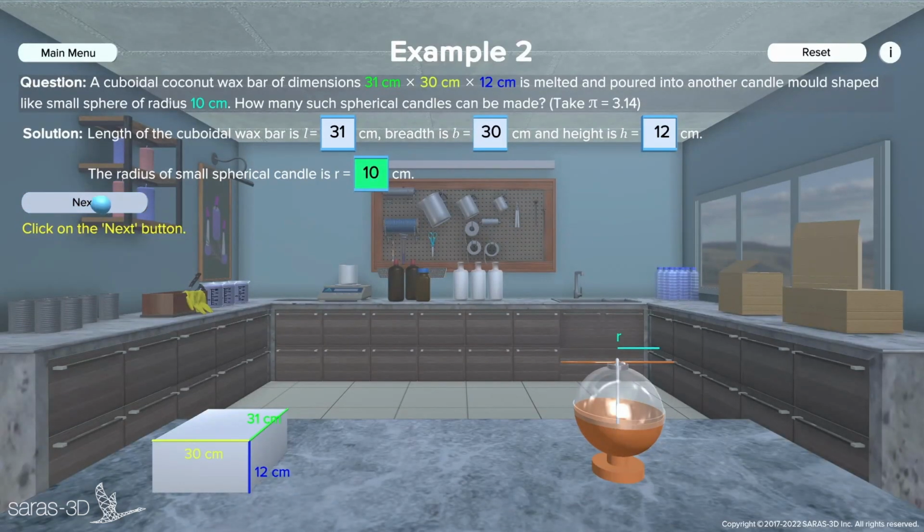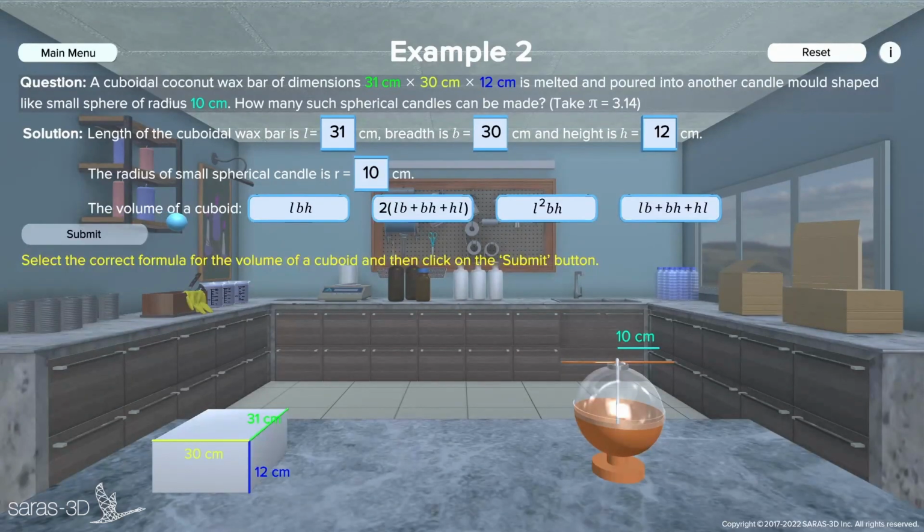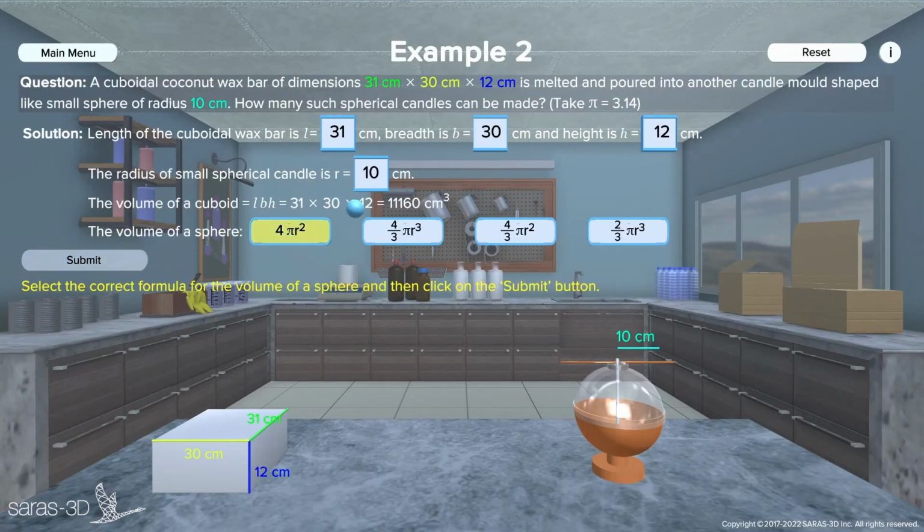We have substituted all the values. Let us look at the formula. So now how do we calculate the volume of a cuboid? It is simple: L times B times H, right? So this is the formula. Let us substitute the values and find the volume of the cuboid. So this is the value that we will get by multiplying 31 times 30 times 12.